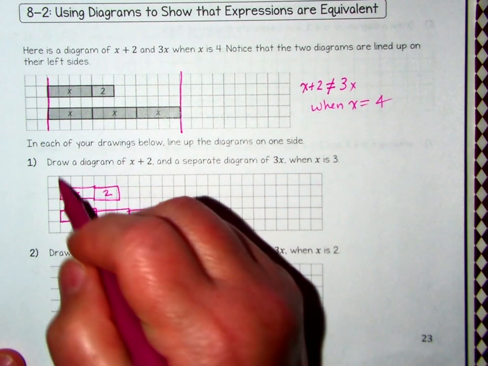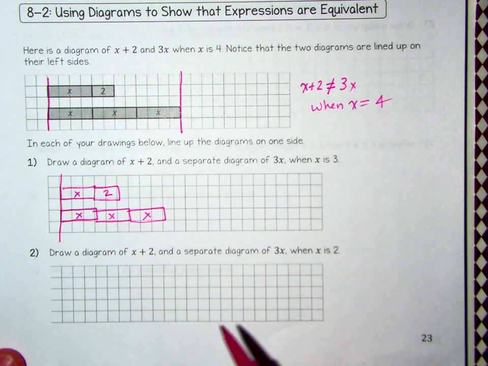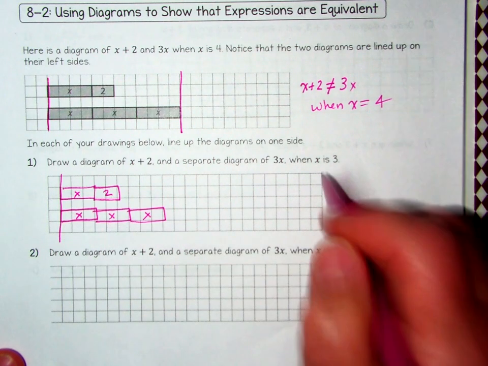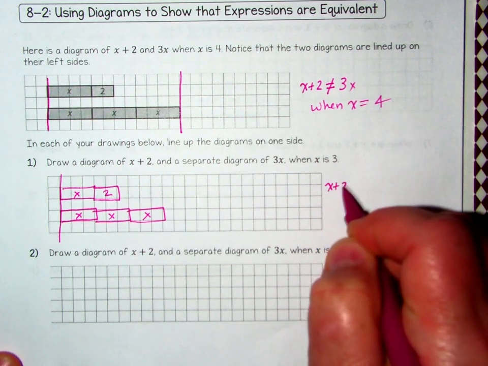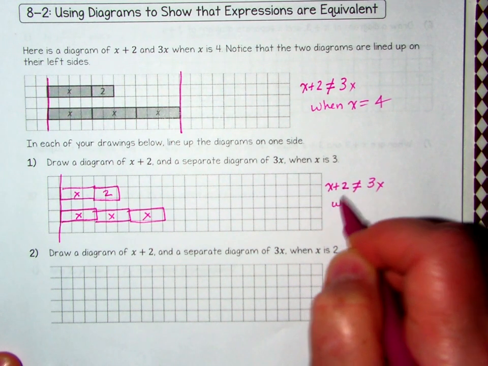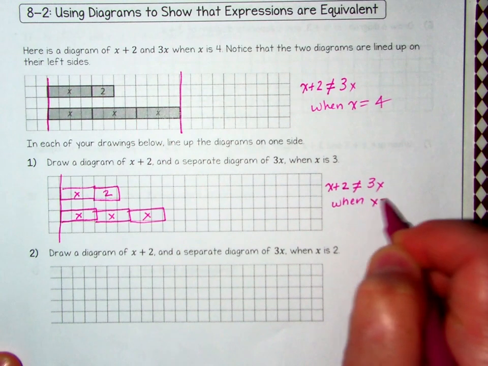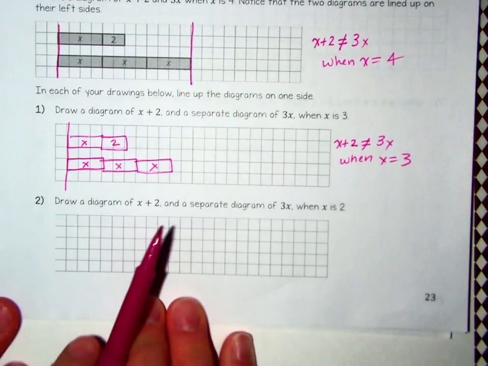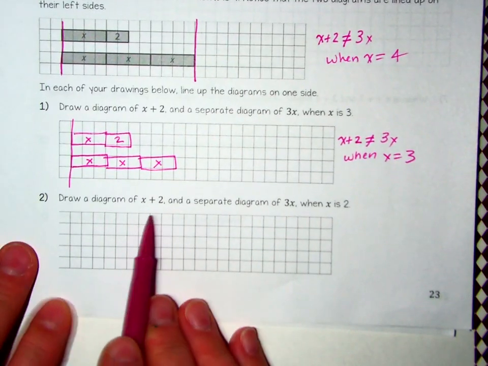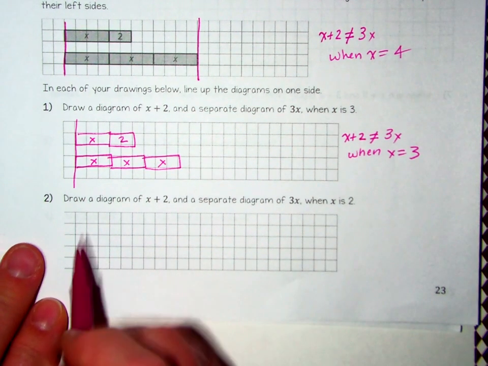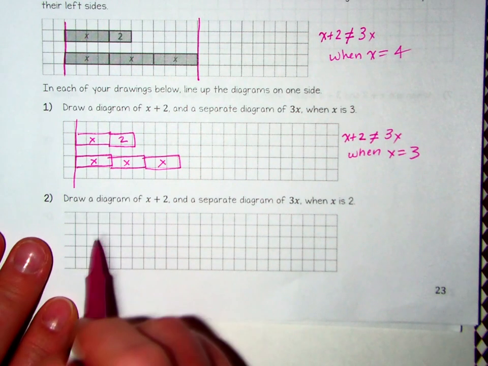And again, they're lined up on the left, but not on the right. They are a different length. So x plus 2 is not equal to 3x when x equals 3. All right, now our next one. Draw a diagram of x plus 2 and a separate diagram of 3x when x is equal to 2. So we're going to continue in this fashion, but this time x is equal to 2.